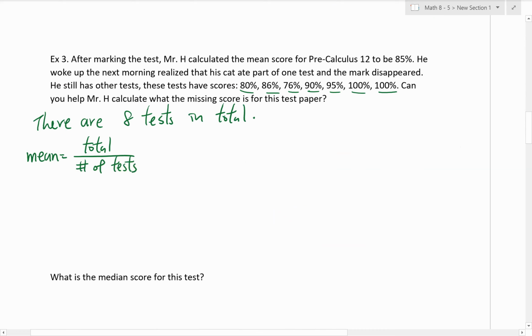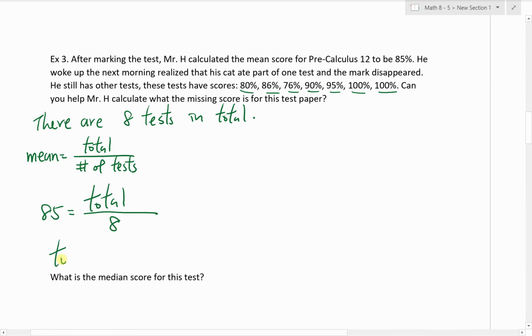So we have the mean of 85%. We don't know what the total is. I'm just going to call it x. We don't know what the total is, but we do know there are 8 tests, right? So we can actually figure out what the total score is. You know what? I'm just going to write total.